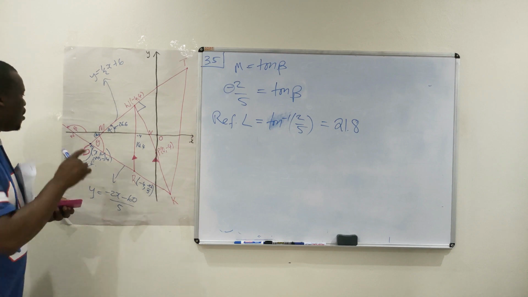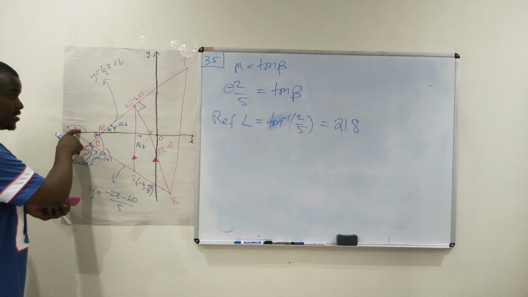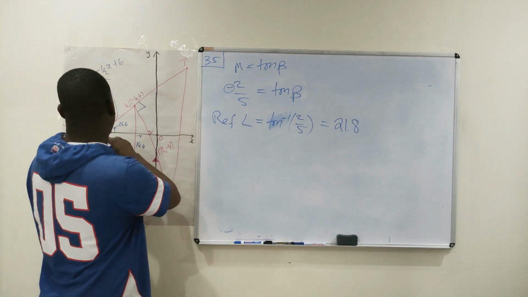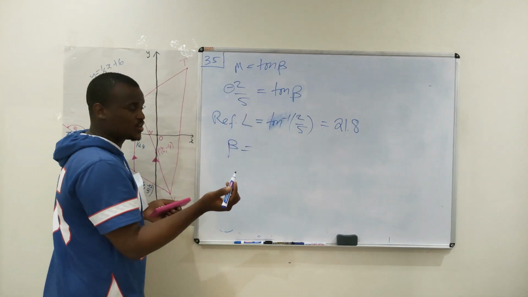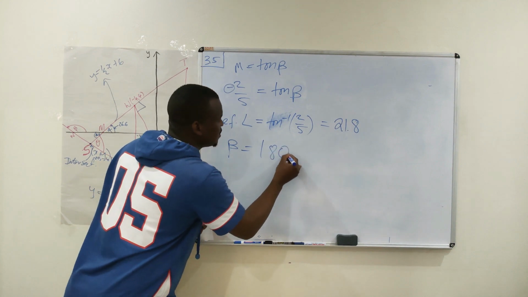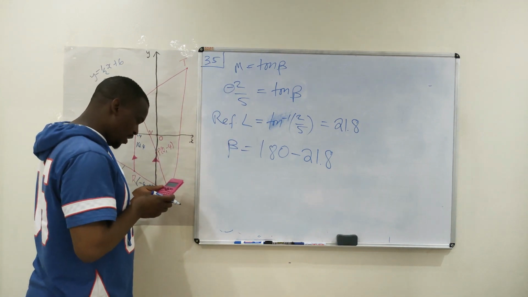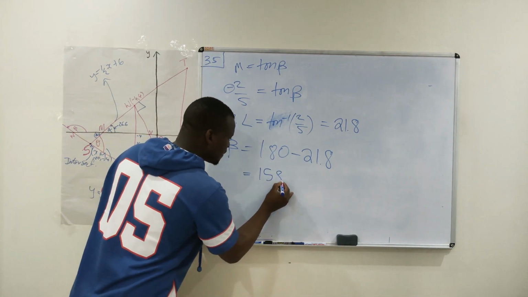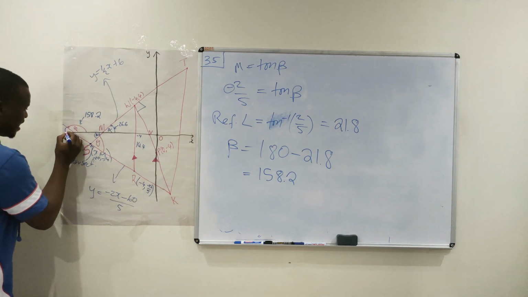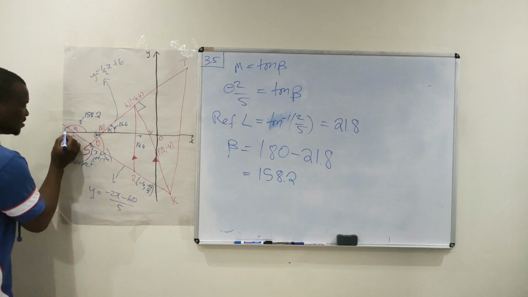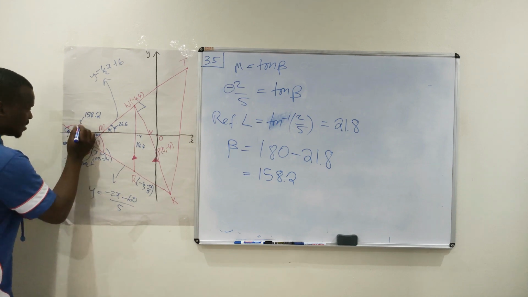And we know that our angle here is an obtuse angle, so it's greater than 90 degrees. So now it makes sense for us to say our beta is in the second quadrant, so it's going to be 180 minus our reference angle, which is 21.8, right? So 180 minus 21.8 is equal to 158.2 degrees. So we have our beta here, it should be 158.2. Then we can find this angle here, because this angle and that one add up to 180. So this angle here is 180 minus 158.2.